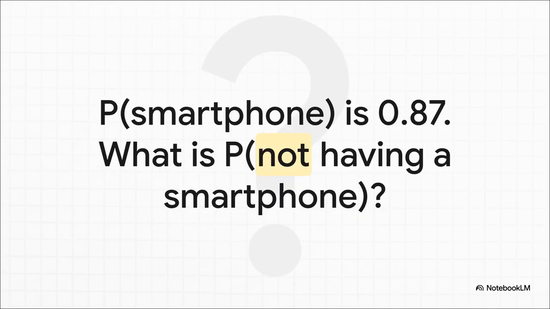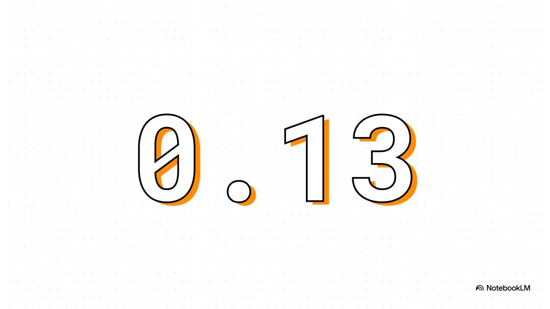So let's put it to the test with a real-world example. We know that the probability of a US household having a smartphone is 0.87. So what's the probability that a household does not have one? Boom. Simple as that. We just take 1, subtract the probability of having a phone, and we get our answer, 0.13. See how easy that is? It's a super useful trick to have in your back pocket.